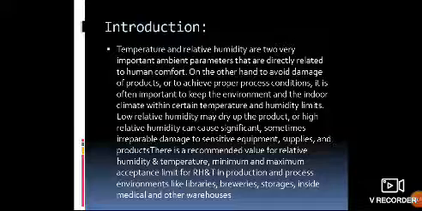I start with the introduction now. Temperature and relative humidity are two very important parameters. To avoid damage of products or to achieve proper process conditions, it is often important to keep the environment and the indoor climate within certain temperature and humidity limits. Low relative humidity may dry up the product, or high relative humidity can cause significant damage. There is a recommended value for relative humidity and temperature in RH and T production and process environments like libraries, breweries, storages, medical facilities and other warehouses.